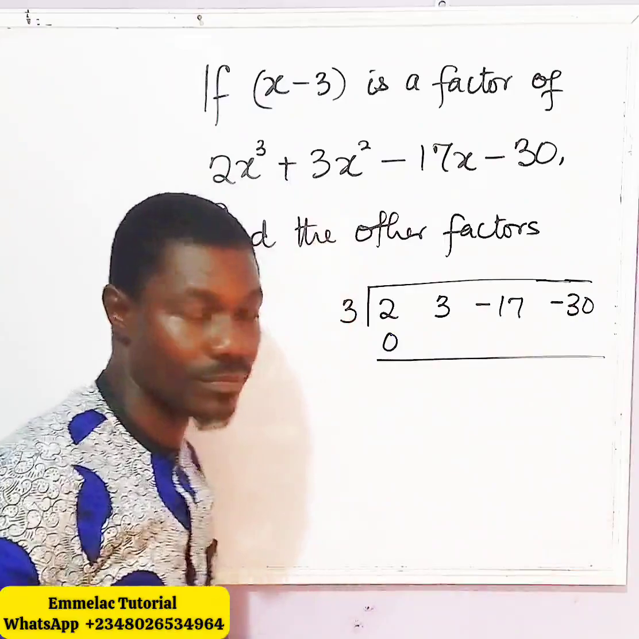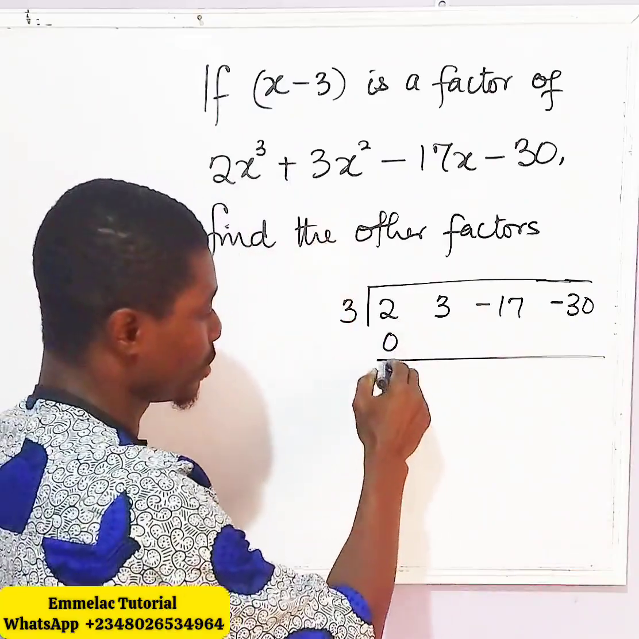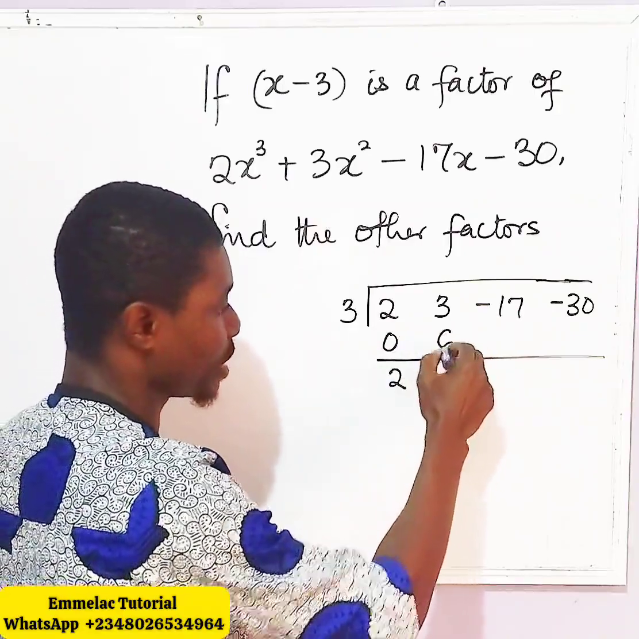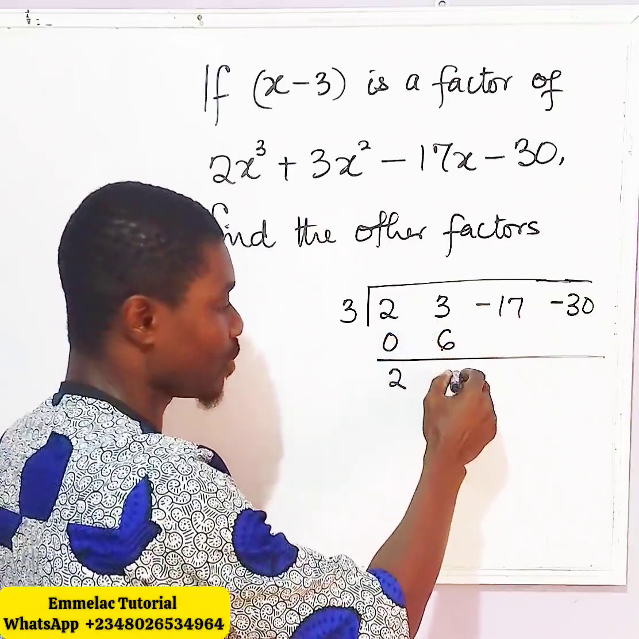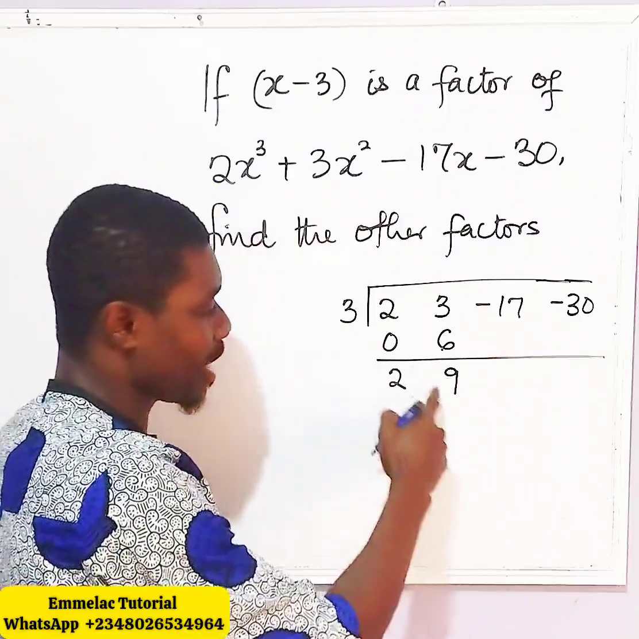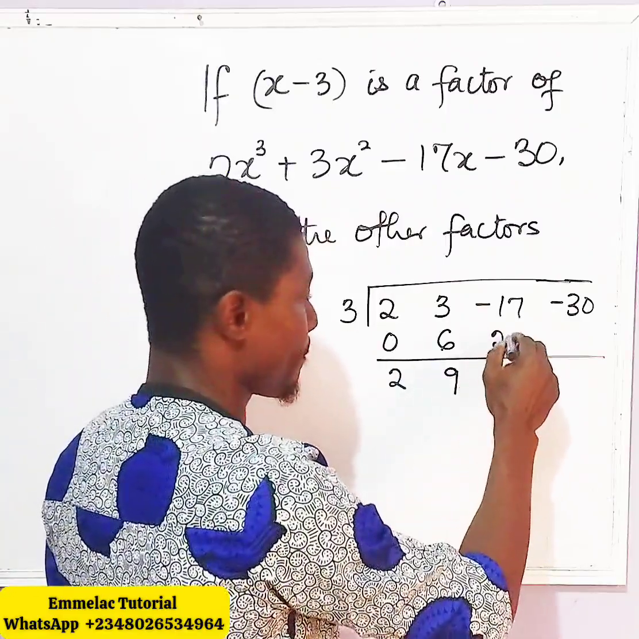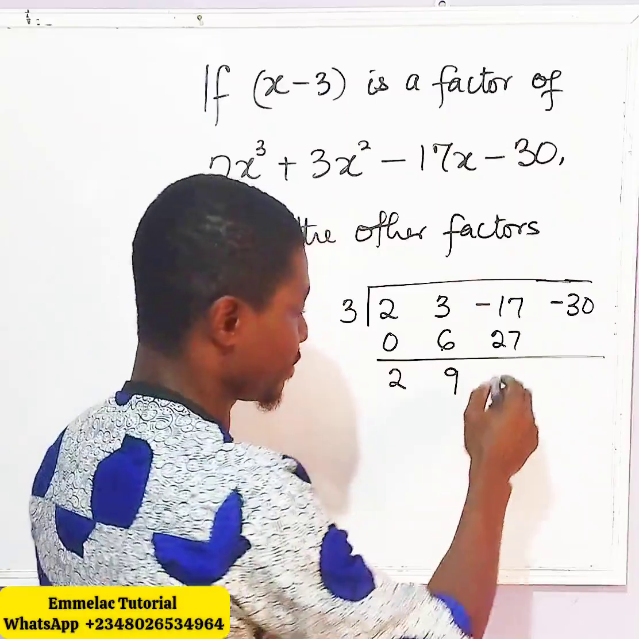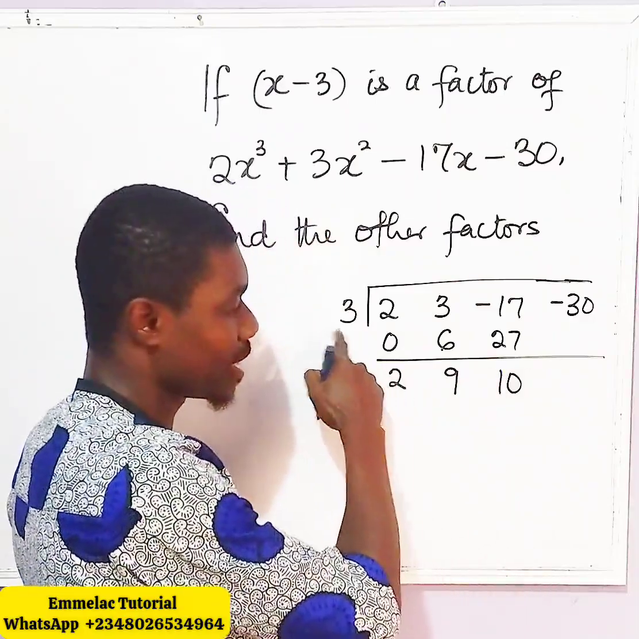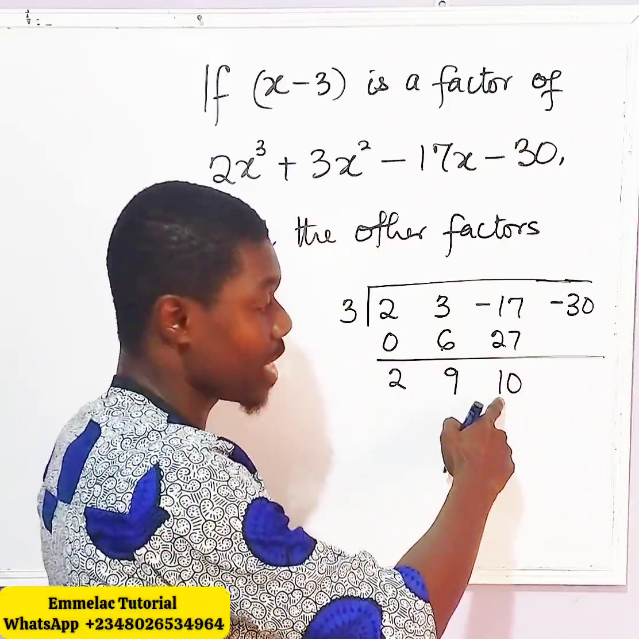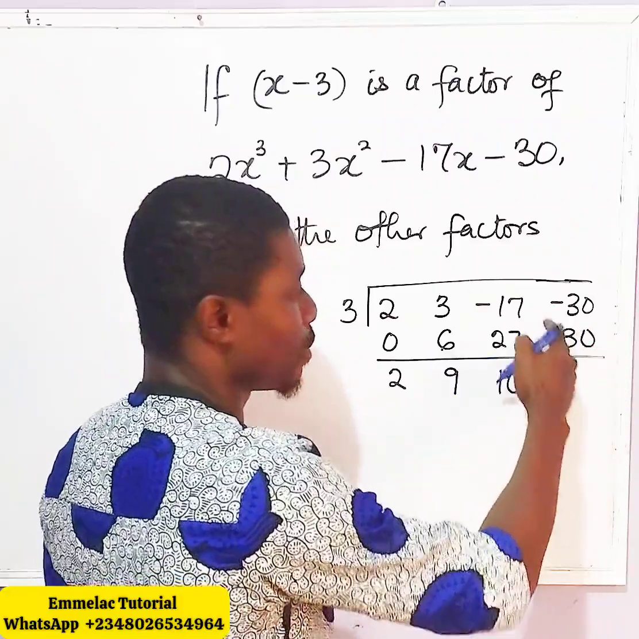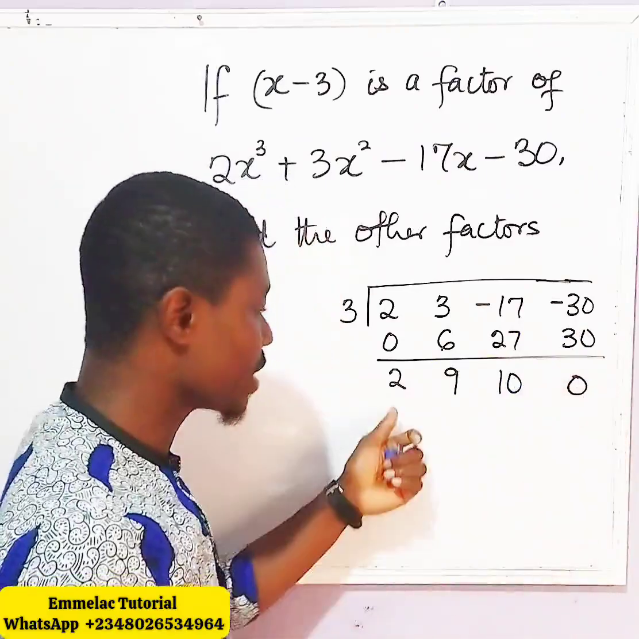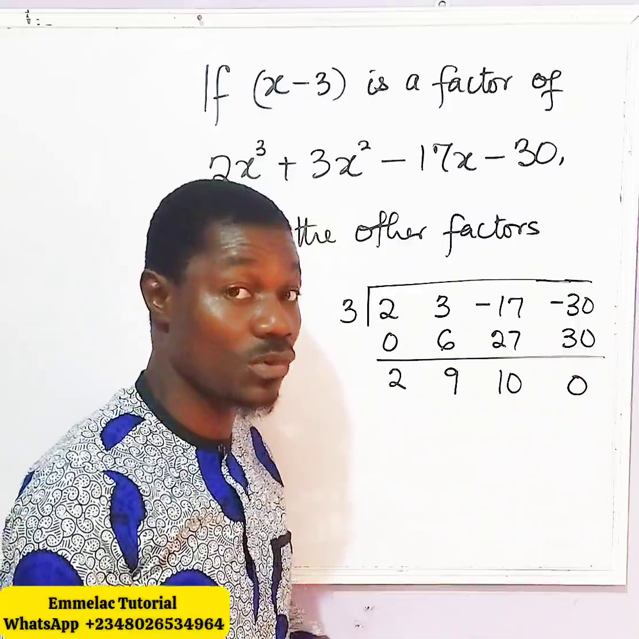Just draw a line. So 2 plus 0 is 2. Now 3 times 2 gives us 6; you write your 6 here. Now 3 plus 6 gives us 9. Now 3 times 9 gives us 27. Now negative 17 plus 27 gives us 10. Now 3 times 10 gives us 30, so you put 30 here. So negative 30 plus 30 gives us 0. So these are the coefficients of the quadratic term.